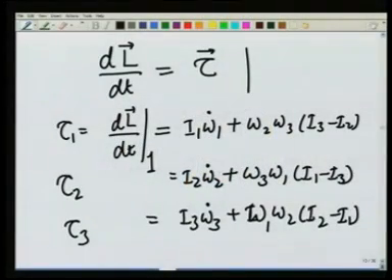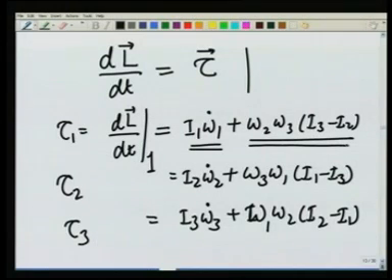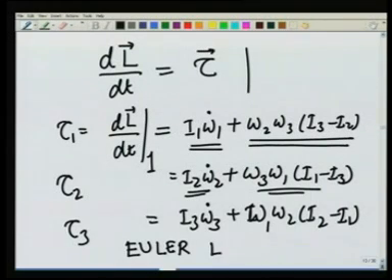I remind you again that although L1 is I1 omega 1, L2 is I2 omega 2 and L3 is I3 omega 3, the change in these components involves both the change in the omega component itself as well as a change due to the rotation of L vector around the omega vector, and therefore, the net change happens to be the sum of these two. These are known as Euler equations.